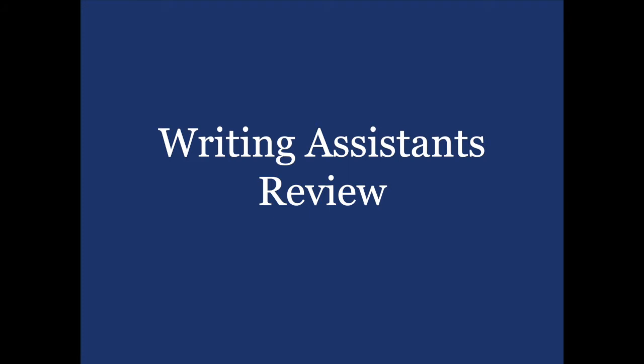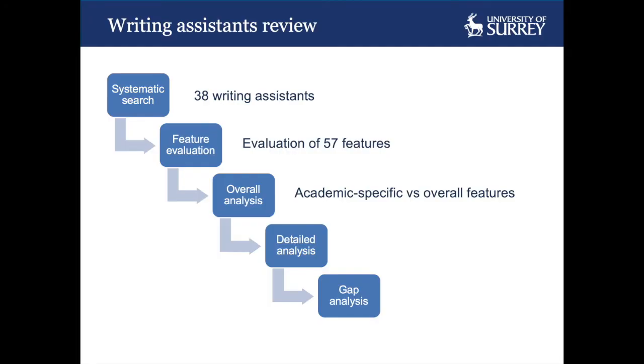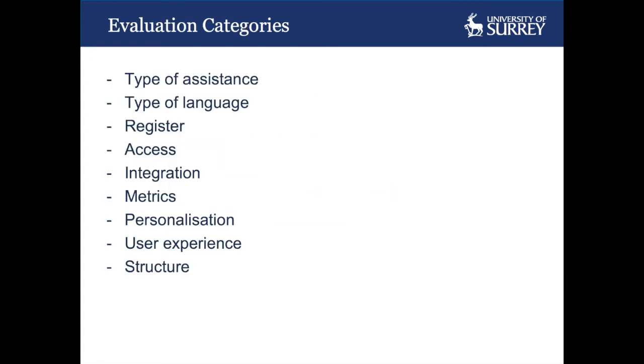Therefore, the next step was to perform a review of writing assistants to find a gap in existing solutions. It was conducted in 5 steps: a systematic search which resulted in 38 assistants, an evaluation of each assistant using 57 features, an overall analysis performed by dividing features into academic, specific, and overall features, a detailed analysis, and then a gap analysis. Here we have the 8 evaluation categories, which I will show the results of in a moment.